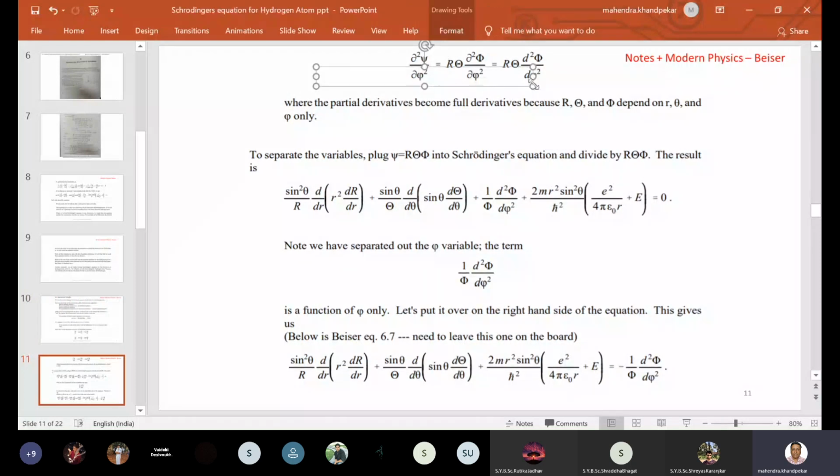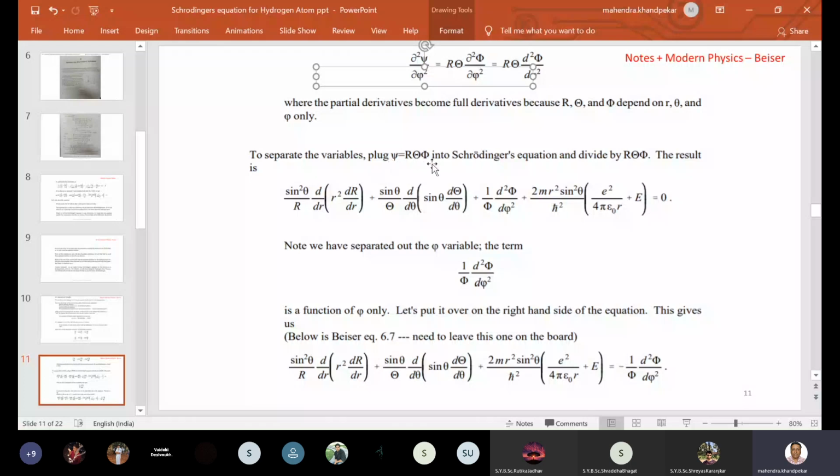Okay, where the partial derivatives become full derivatives because R, Theta, and Phi depend only on r, theta, and phi respectively, in the sense that R depends on r, Theta depends on theta, and Phi depends on phi, because they are independent variables. And so we can change the partial derivatives here, ∂ into d. Okay, now we have got to separate the variables.